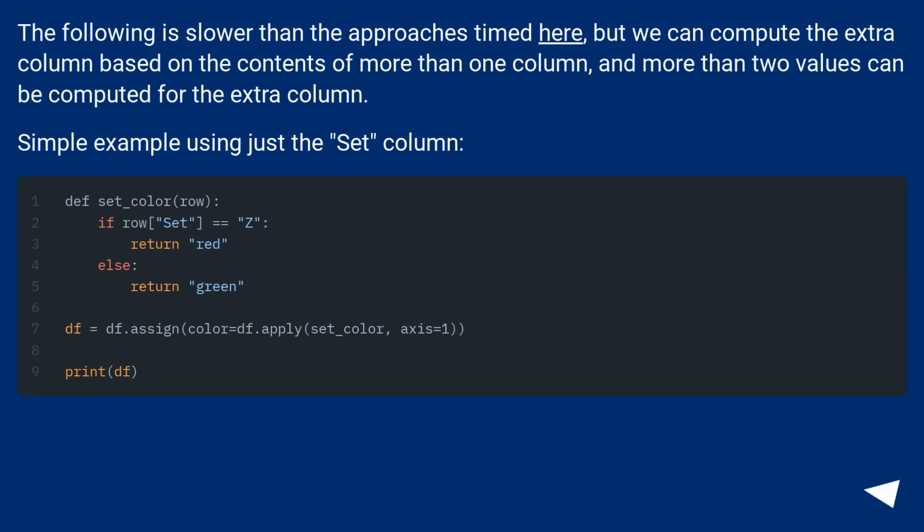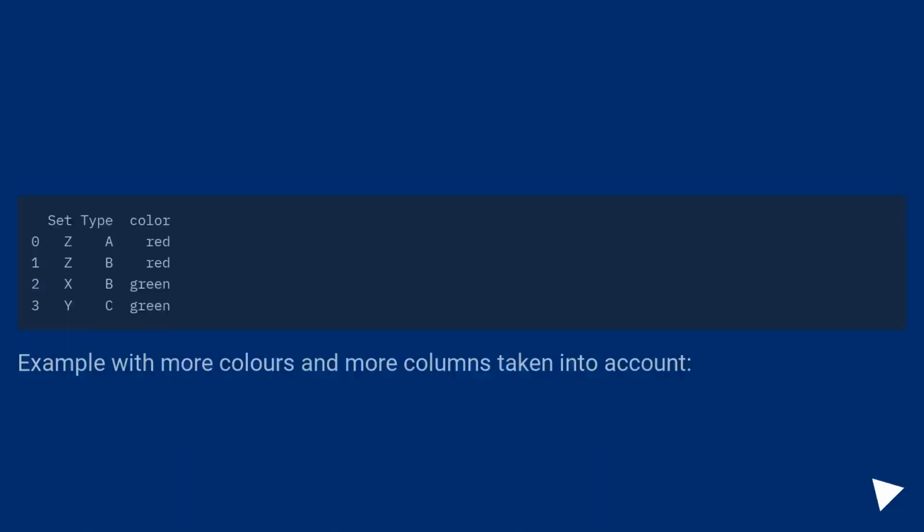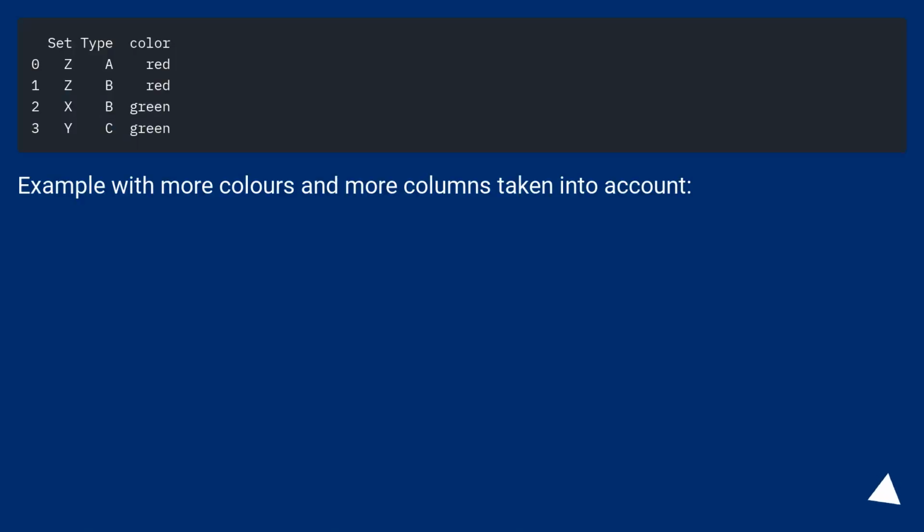The following is slower than the approaches timed here, but we can compute the extra column based on the contents of more than one column, and more than two values can be computed for the extra column. Simple example using just the set column. Example with more colors and more columns taken into account.